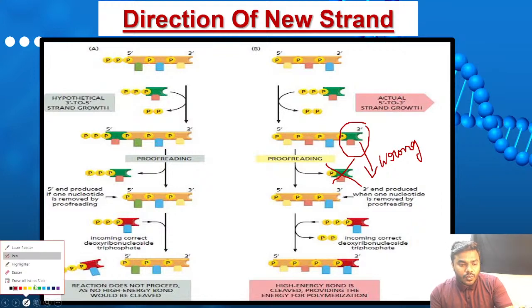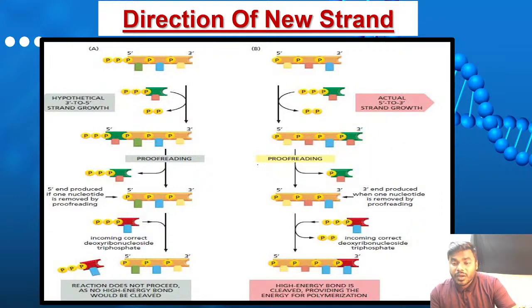Now, even though we remove the wrong nucleotide, no problem. What is the point every student has to remember? Still, there is the presence of the OH group. Because of that, once again a new, healthy nucleotide will come. Once again the OH group is here and it will come and cut this particular phosphate group. PPi will be released, and the new nucleotide is added.